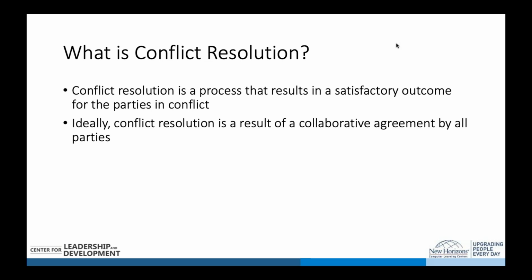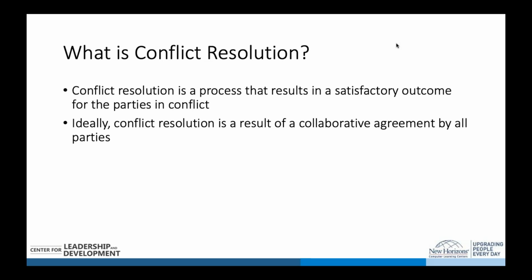So what is conflict resolution? Conflict resolution is a process, and it's very important that we understand that it is a process that results in a satisfactory outcome for all the parties that are involved in a conflict. So ideally, resolution should be as a result of a collaborative agreement between the people that are having the conflict, or between the groups of people that are having a conflict. And collaboration is always going to be the best way of looking at this.